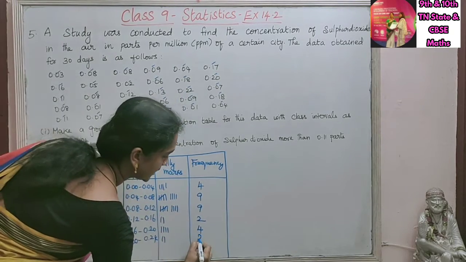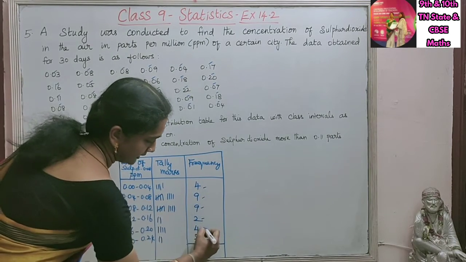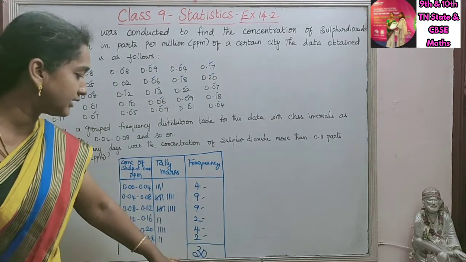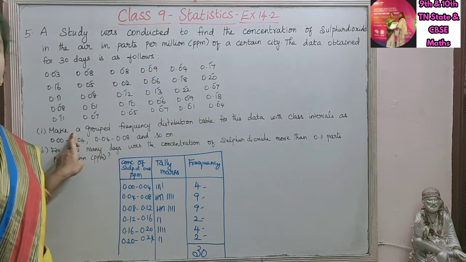If we add the frequencies, we have to get 30. Totally we are getting 30. So when we add the frequency, we have to get 30, since the question is given for 30 days. So we have given the answer for the first one.